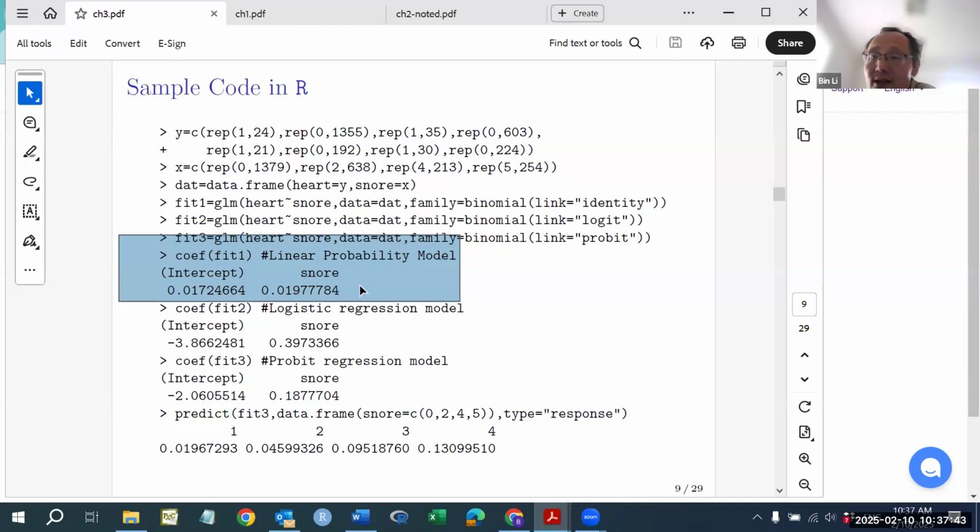This is not the OLS solution. This is the linear probability model using the identity link for the binomial response. And we assume the Y follows a binomial, not normal distribution. If we assume the Y is normal and use an identity link, that is OLS, so that will have the same solution for the beta. But here it is not.